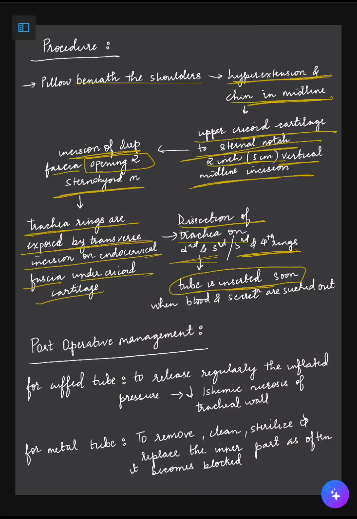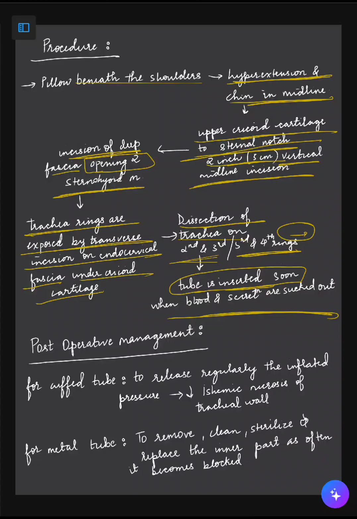But when we make a small incision here, the patient would cough due to entry of blood into the airway. Now a tube is inserted soon after the blood and secretions are sucked out.